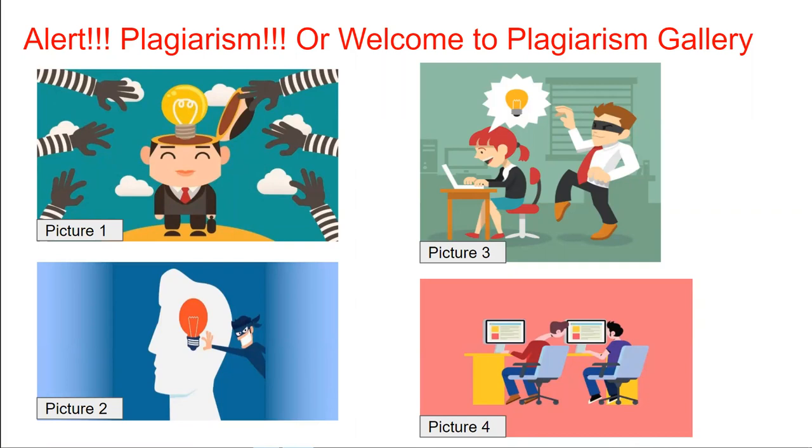If I have a look at picture four, we see that two men are working. They're co-workers. On both of the screens you will see two colors, yellow and red. And one man is trying to plagiarize, to rewrite whatever the other man is writing. So it means that even if it is called cheating, cheating is plagiarism.